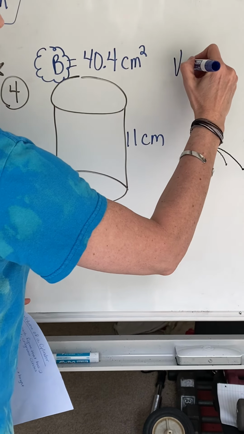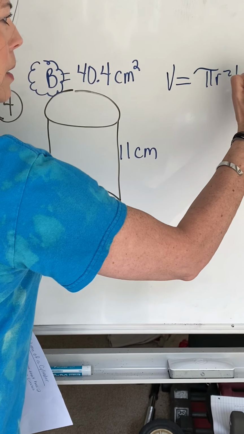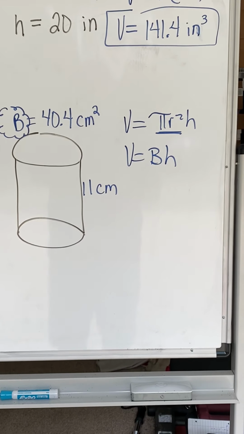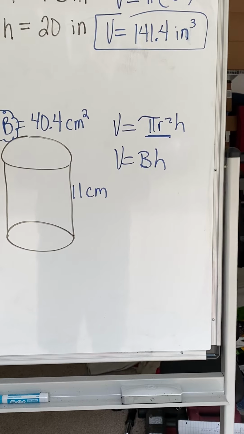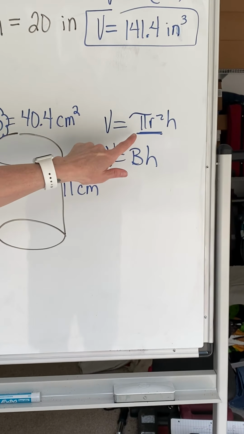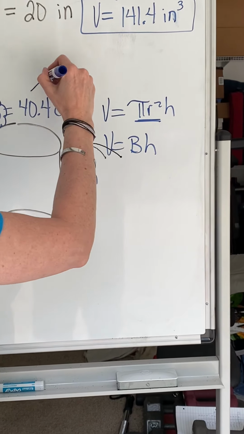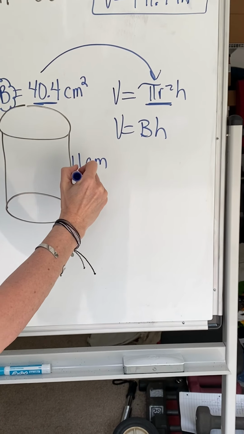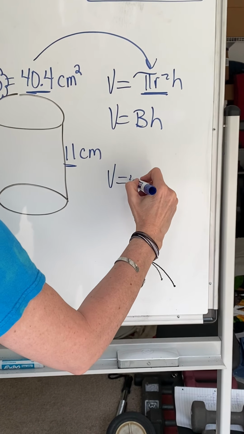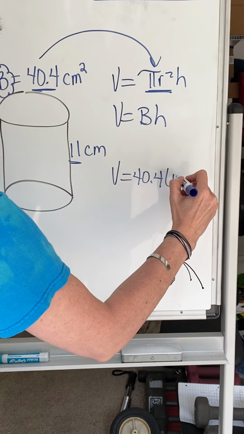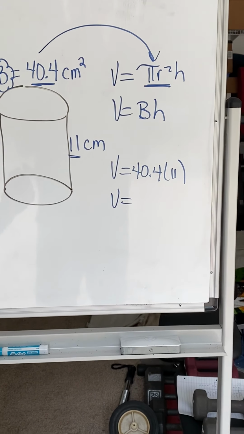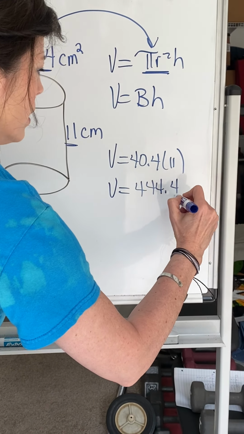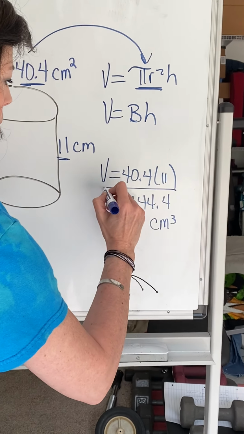So remember, if we kind of go backwards with this, this is capital B. That is the base area formula. So that goes back to what I showed you initially. So if they already gave you the base area, which we have, this is already pi r squared. That's what this part is right here. So all you have to do in this example is multiply your base area times your height. So for this one, I would just do 40.4 times 11, and that is going to give me a volume of 444.4, and that is still centimeters to the third power.